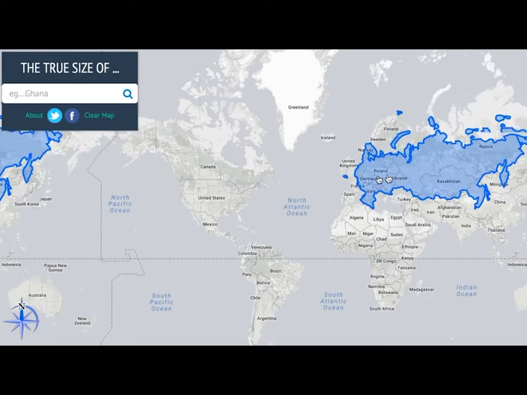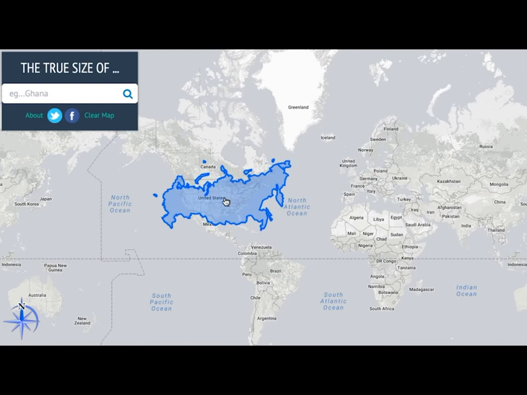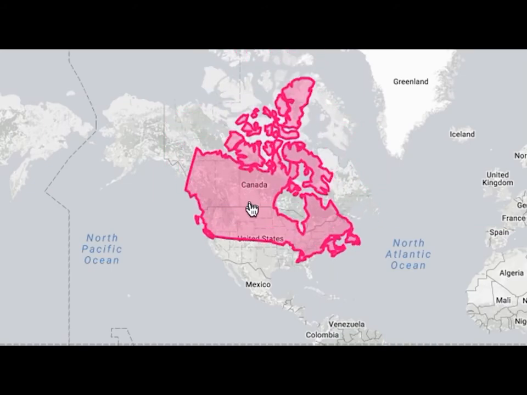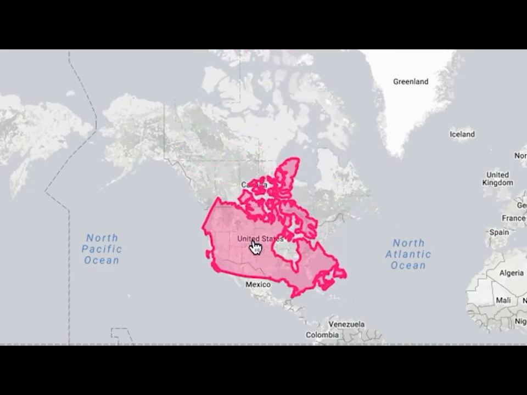But the distortions don't end there. According to the Mercator projection, Russia appears to dwarf the US, but in reality, Russia is only 2 times larger. Canada is the same, only being 1.2 times larger than the US.